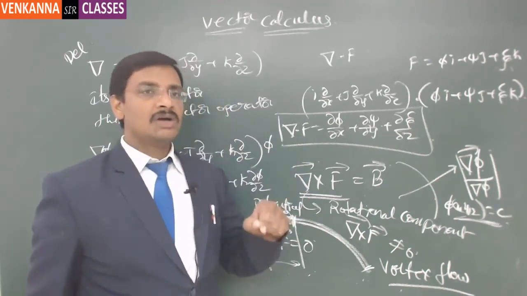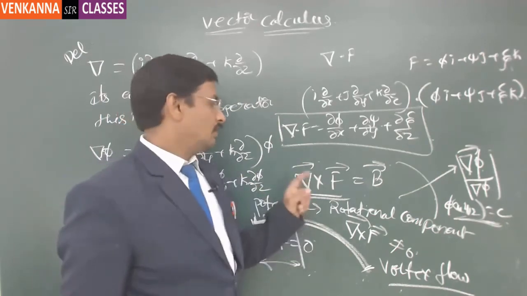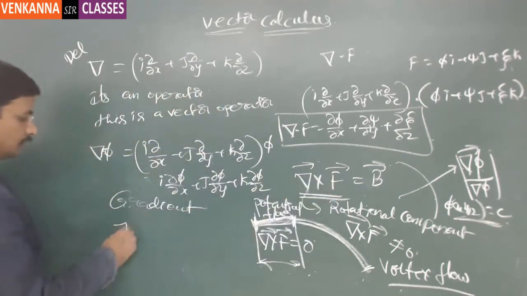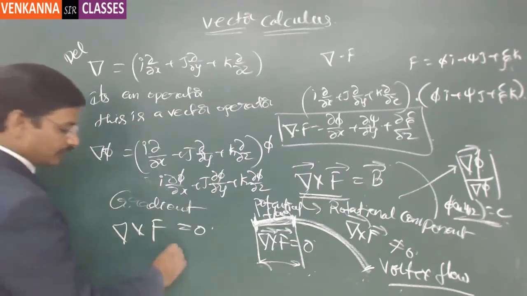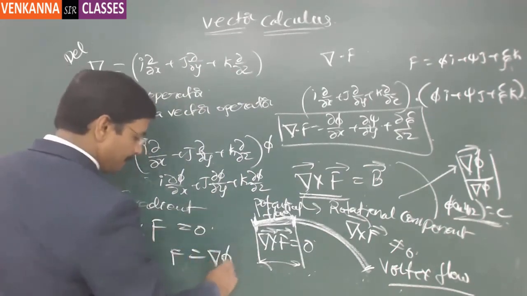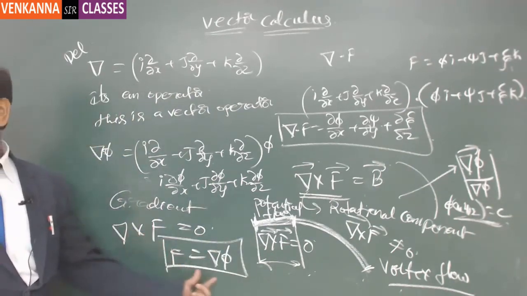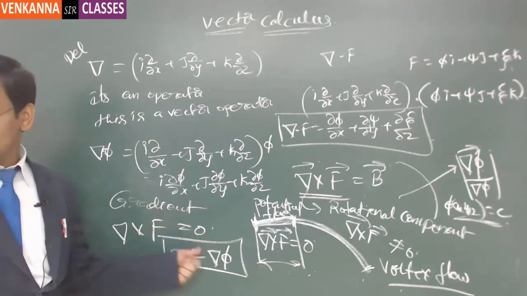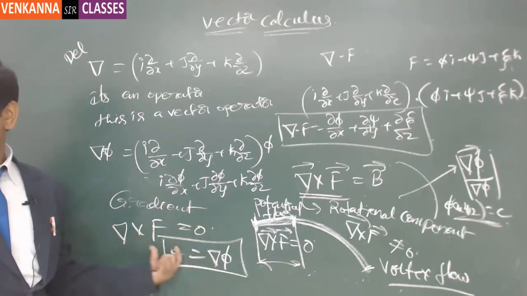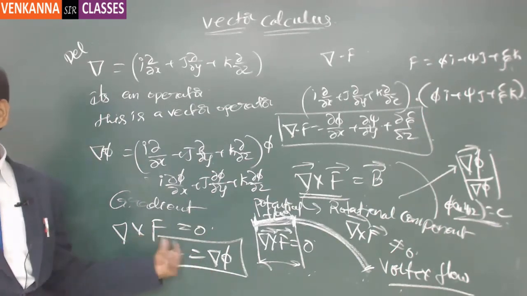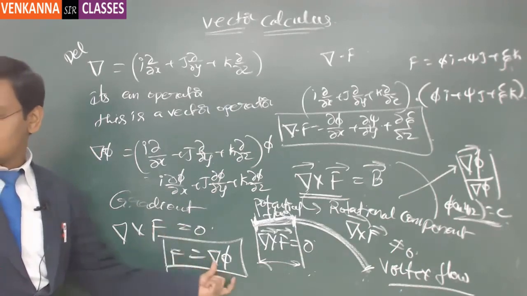That potential concept comes into the picture only from the fact of vector calculus, where if del cross F is equal to 0, then F can be expressed as del phi. So this is a vector identity: del cross del phi is equal to 0. If this is coming out to be 0, then these two are actually parallel, obviously. Now, if del cross F is 0, then F can be expressed as del phi.